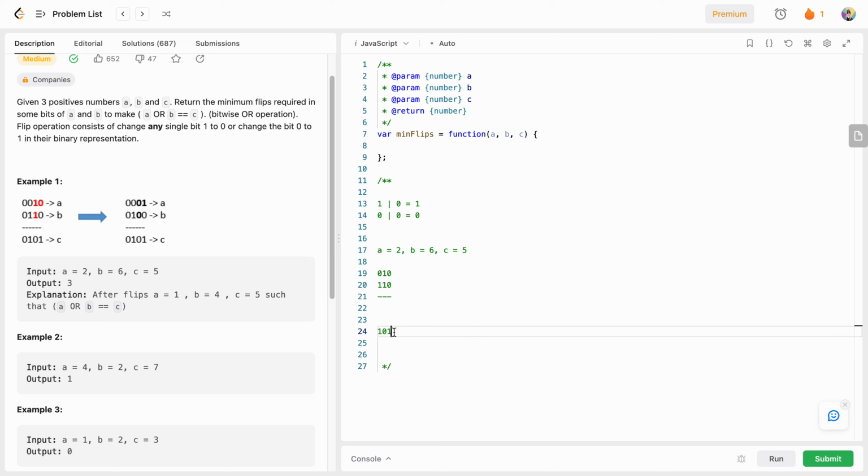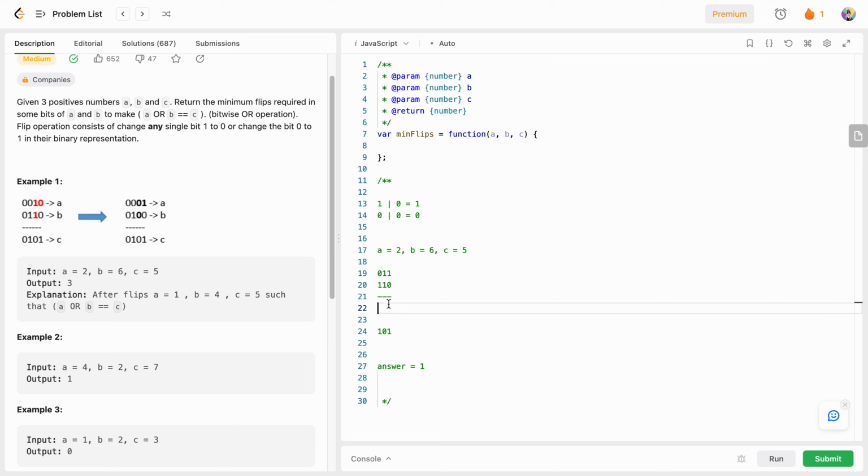Let's start from the very end of the value C. The last bit of C is equal to 1, which means that we need at least one 1. To get a bit of 1, we need at least one of them to be equal to 1. Let's check the last bit of A. It is 0. The last bit of B is also 0, which means that we need to flip either one of these. So our answer would be 1, because we need to flip either one of these. We could flip any one, so let's just flip A.